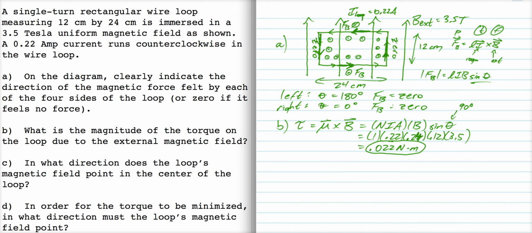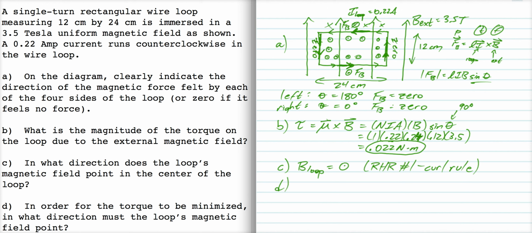All right, and then for part C, in what direction does the loop's magnetic field point in the center of the loop? Well, we kind of did that already. Right, for any of these given wires, you can curl your fingers around it and see that the magnetic field outside of the loop points into the page, and the magnetic field inside the loop points out of the page, and that is due to right-hand rule number 1, the curl rule.